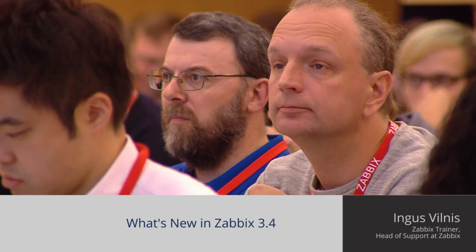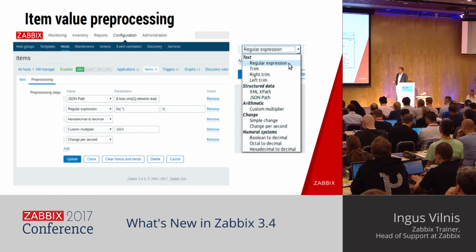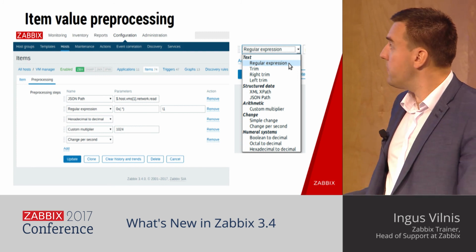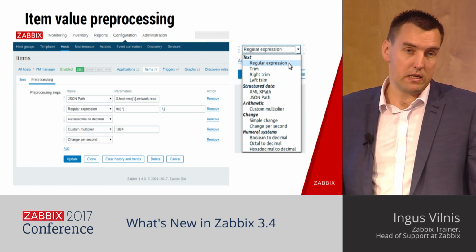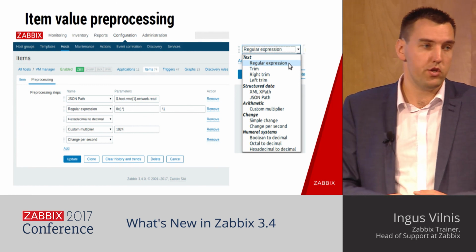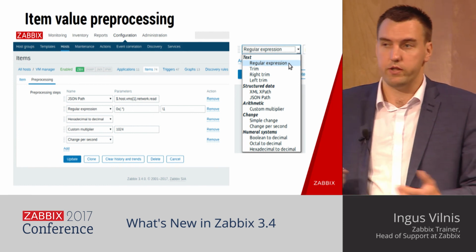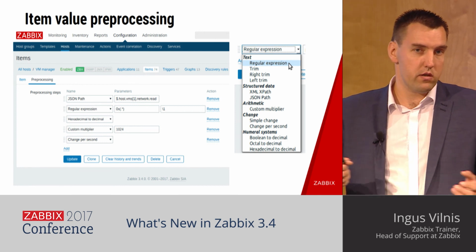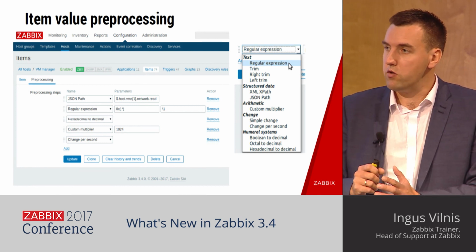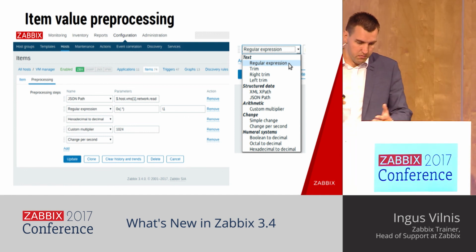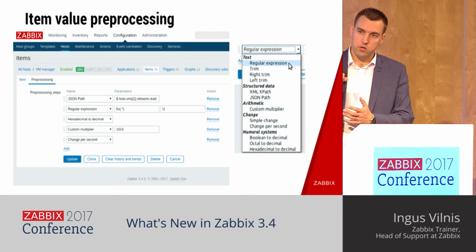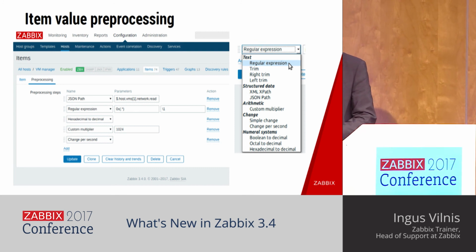But what we have there are new things. For example, you can have JSON path, regular expression, conversion of hexadecimal to decimal. So all these options are available now in the preprocessing section. This is particularly useful when you receive large fragments of structured or even unstructured data, and you want to get some smaller parts of the data out of this big fragment of text and send these values to specific items. That is where it is very, very useful.